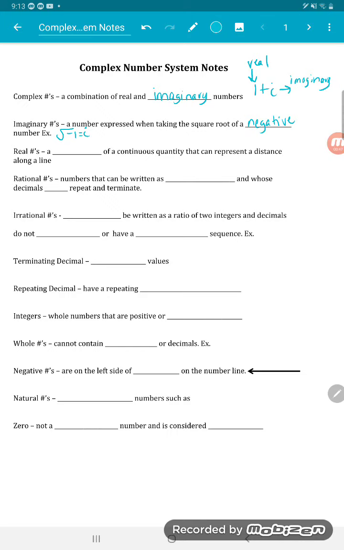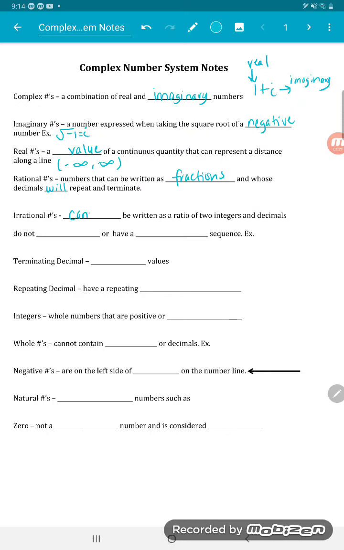Real numbers, a value of a continuous quantity that can represent a distance along a number line. Most of you are used to all real numbers, and they range from negative infinity to positive infinity. Rational numbers are numbers that can be written as fractions and whose decimals will repeat or terminate.